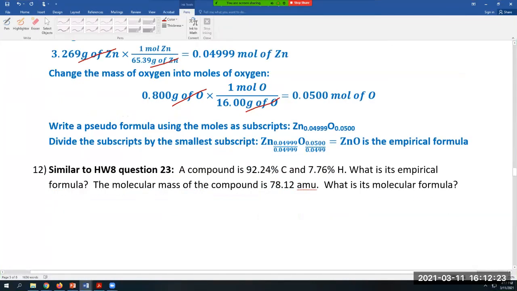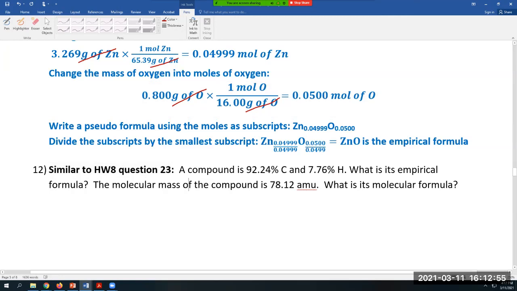So question 12. Notice how I tell you that it is similar to question 23 of your homework on chapter 8 on Sapling. So if you struggle with question 23, then watch this example to do your homework. It's similar to what we did above, but it adds layers of complications. But you will see it's not too difficult.